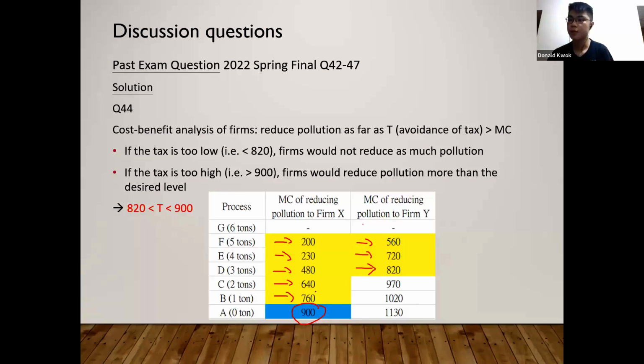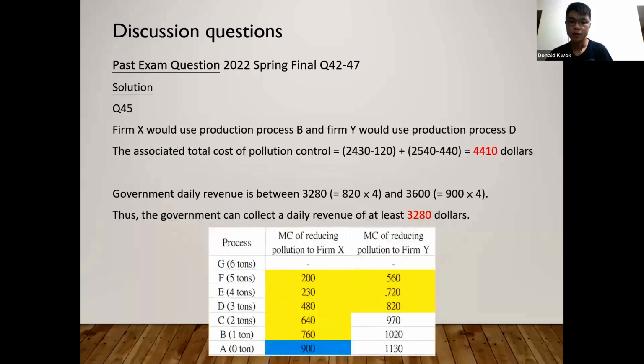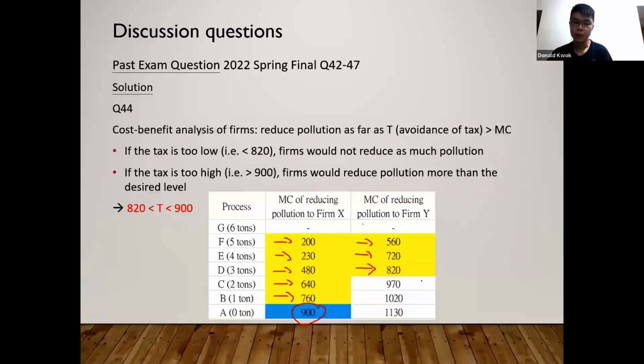And for question 45, we're going to find the total cost of pollution control and also the government tax revenue. So for the total cost of pollution control, the idea is the same, which is the additional cost to use the less polluted production process. So by what we have just explained here, firm X will be using process B, while firm Y will be using process D.